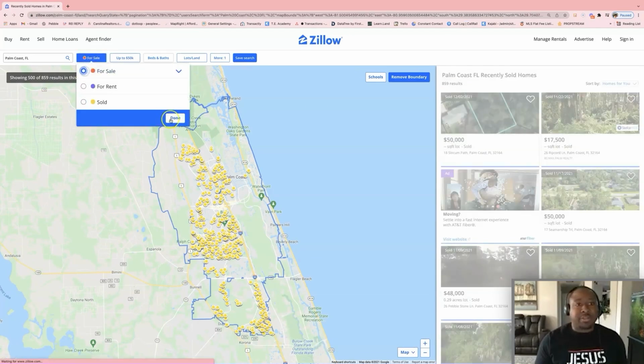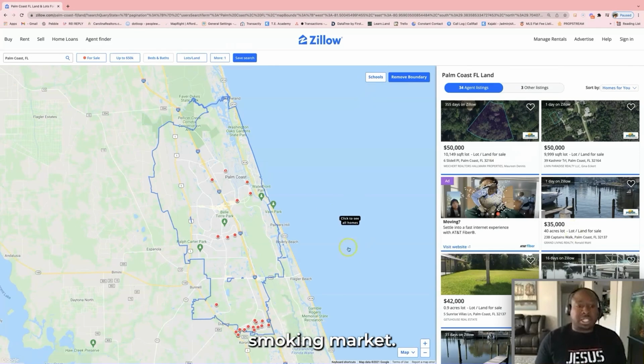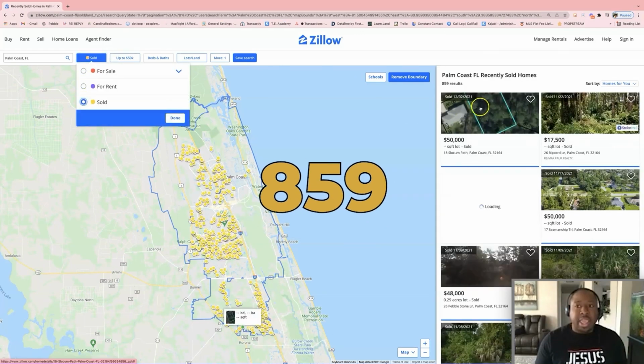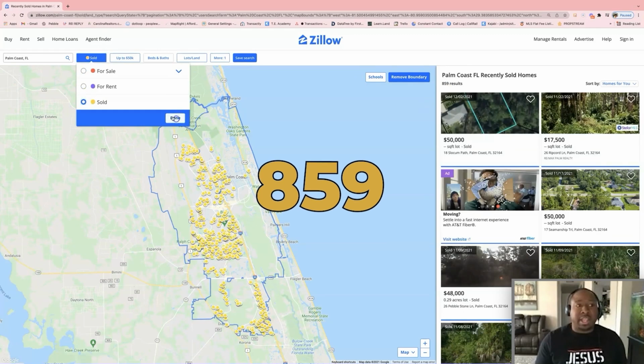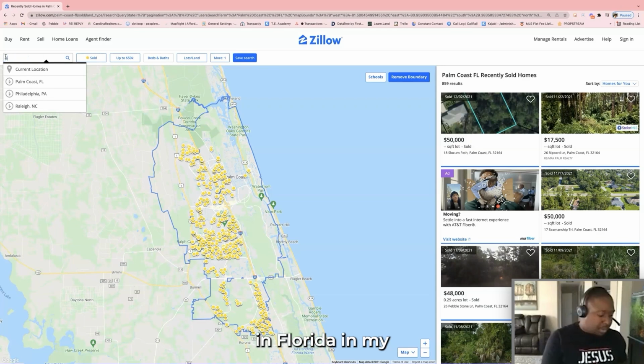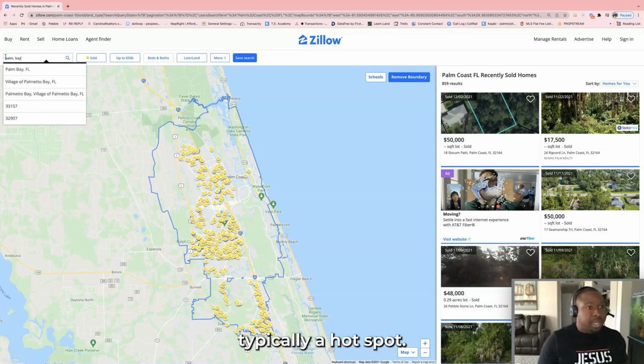Let's see for active. This is a hot market. This is a smoking market. As you can see, there's only 34 properties available, but look how many properties have sold. 859. Florida is typically a hot spot. The spreads are typically smaller in Florida, in my opinion, but it's typically a hot spot.